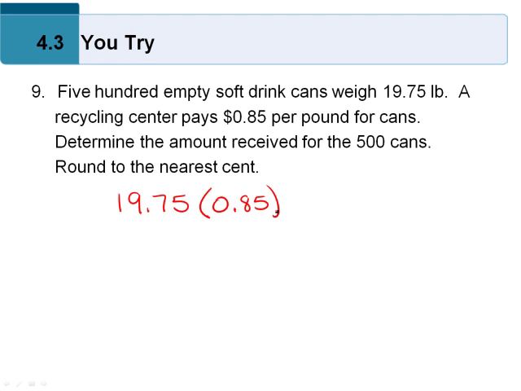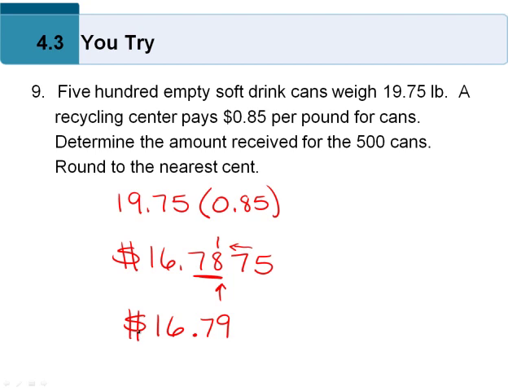19.75 times 0.85 gives you 16.7875. Now, the directions say round to the nearest cent. So remember, if we look at this like money, those first two digits behind the decimal are your cents places. So we want to round to the 8. Since the 7 is 5 or higher, we're going to round up 1, which would make that 9. So they would pay you $16.79 for those cans.